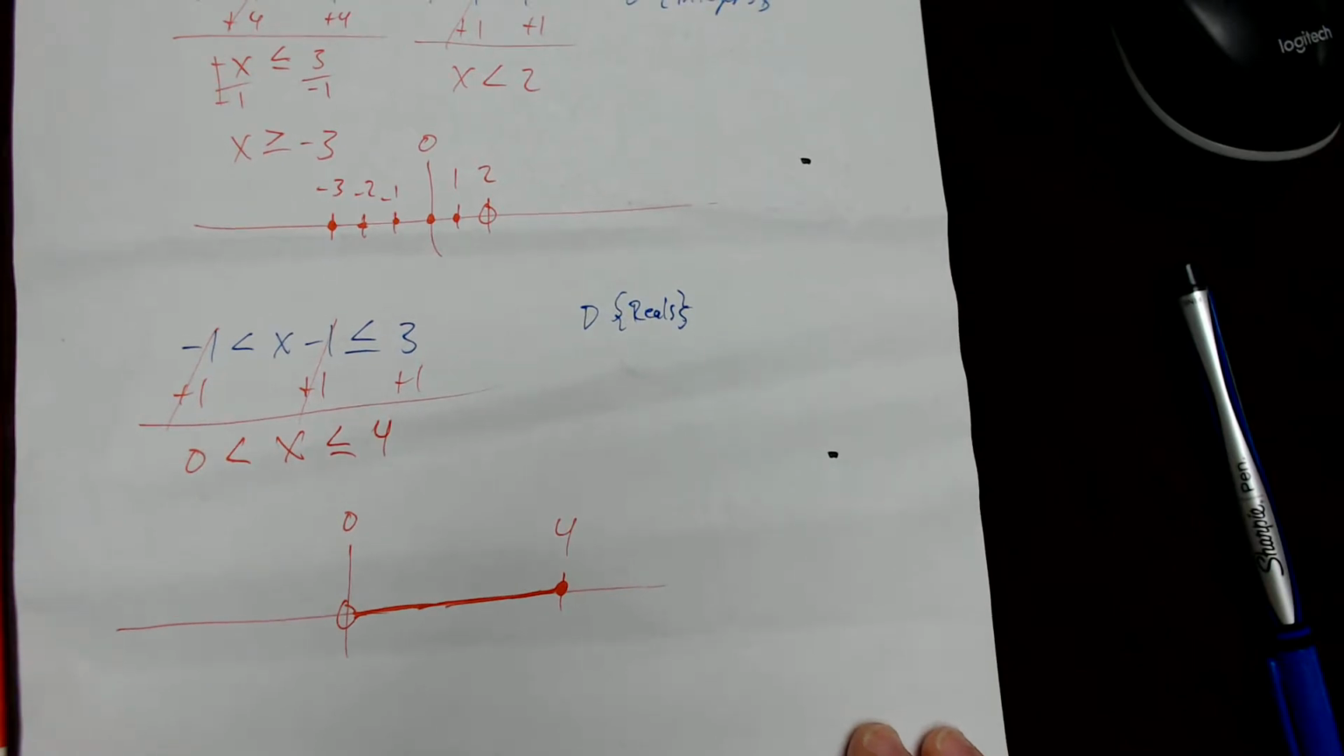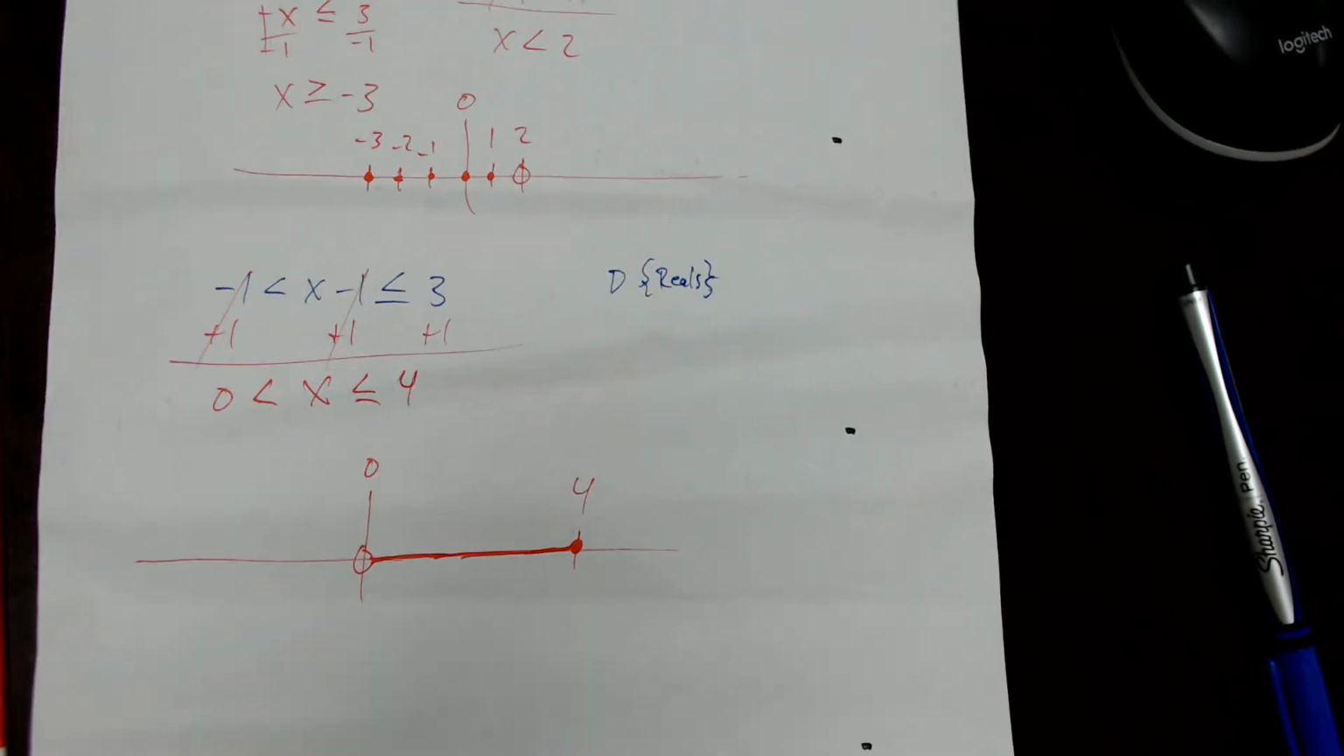All right, well, I guess we didn't get a disjunction in this one, but that's how you solve those. Now let's go to chords and secants.